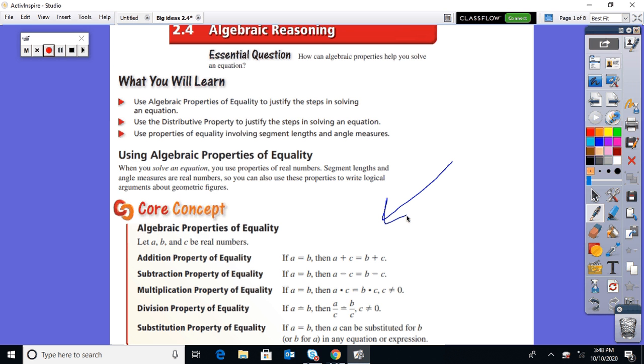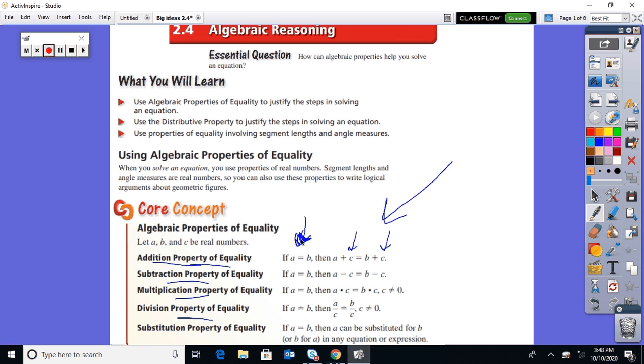So for instance, when you add something to both sides of an equation, so we start out with A equals B, well then we're going to add C to both sides of the equation. What allows you to do that? The addition property of equality. Same thing when you subtract. There's a subtraction, multiplication, and division.